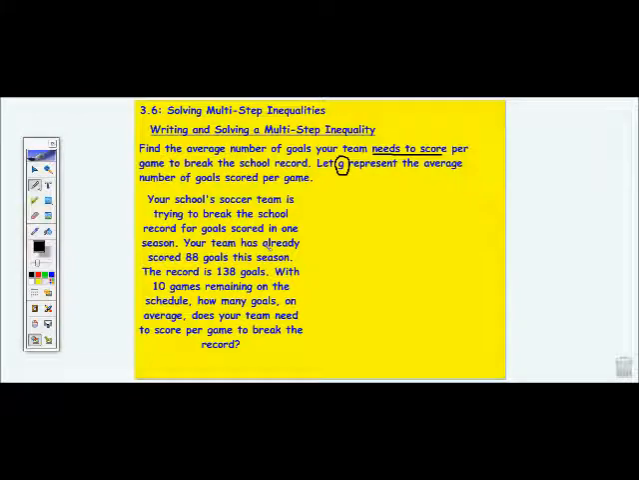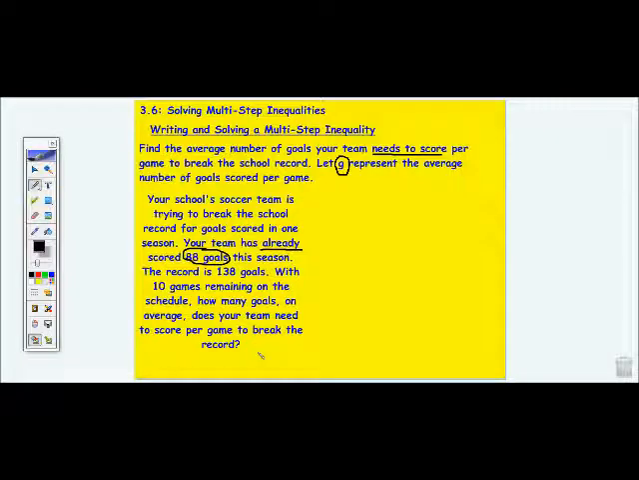Your team has already scored 88 goals this season. Sorry about that. All right, let's just do 88 goals per season. The record is 138 goals. With 10 games remaining on the schedule, how many goals on average does your school need to score per game to break the record?